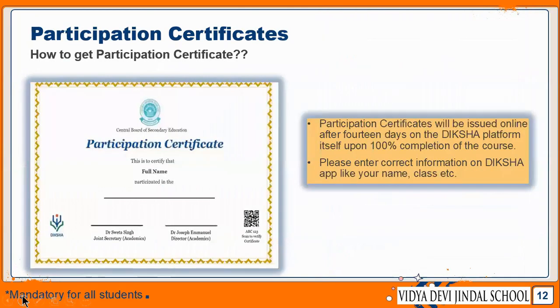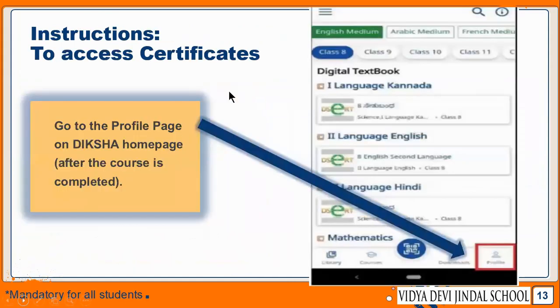After finishing this course, you are eligible to get a participation certificate. Let us see how to get participation certificate. But it will be available only after 100% completion of this course. Now let us see how to access certificates. For this, you have to go to profile page on Diksha's homepage. See, this is your profile page. Click here.